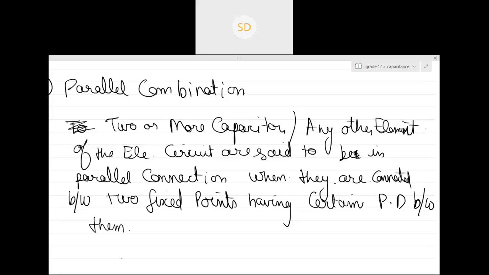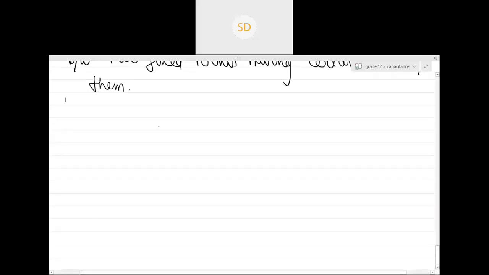So guys, shall I start writing? Done with the definition. Always remember that whenever two or more elements of the circuit, it can be capacitor, resistor, inductor, battery, anything, are connected between two fixed points having certain potential difference, then they are said to be connected in parallel, right? For example, suppose I have three capacitors.